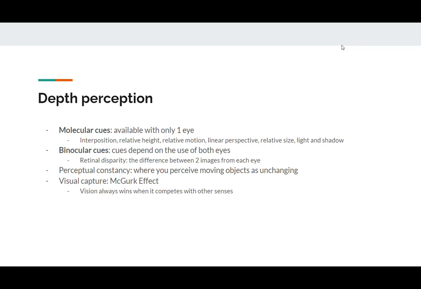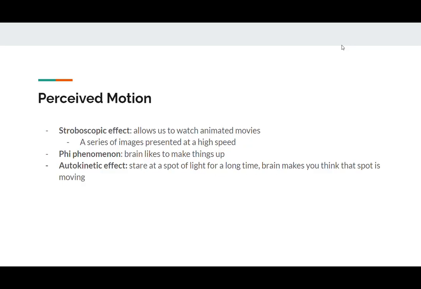Something really interesting and fun has to do with our perceptual organization, in which our vision always wins when it competes with our other senses. There's a term called visual capture. The McGurk effect is one of the most common examples of visual capture. So even though the sound doesn't change and constantly says Bill, you can hear other things because of what you're seeing. Your eyesight dominates over your hearing, making you hear what you see.